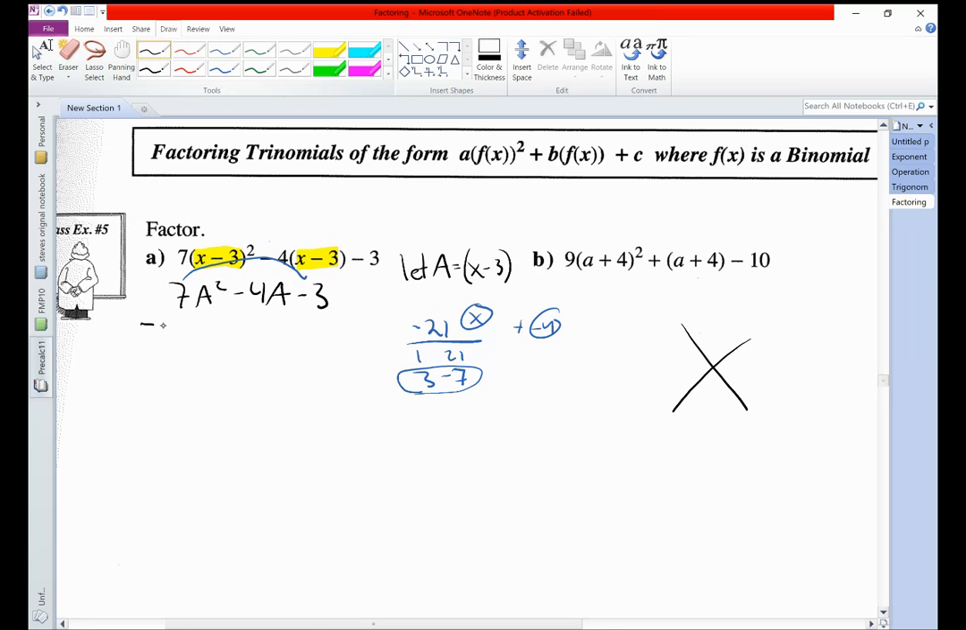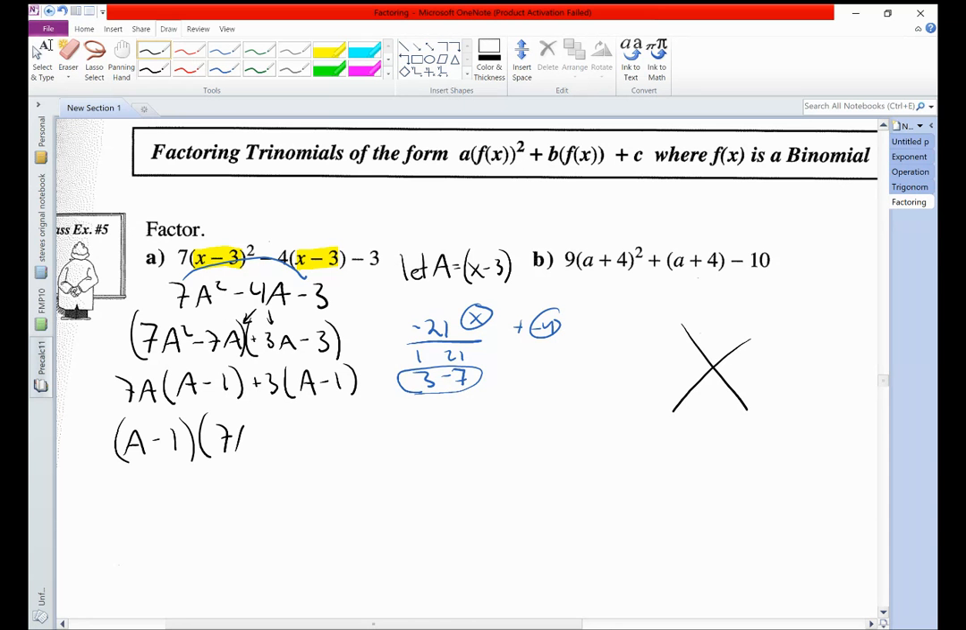So now we have 7a squared minus 7a. We're going to split that. Plus 3a minus 3. We can do our grouping. Factor out, in the first one, we're going to factor out a 7a, and we're left with a minus 1. And in the second one, we're going to factor out a 3, and we're left with a minus 1. So now we have a minus 1 and 7a plus 3.